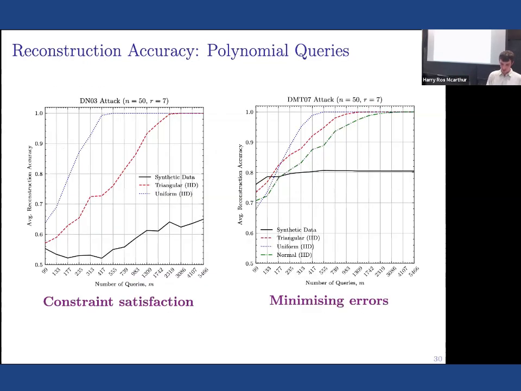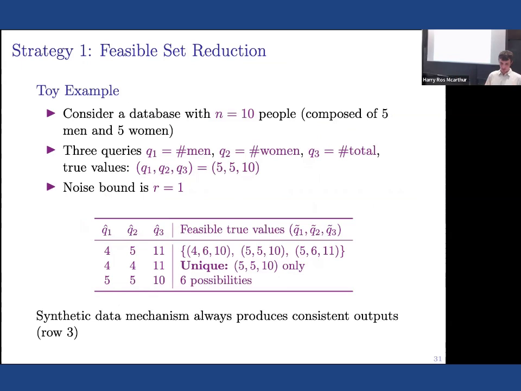Why does this occur? One way is that you get this feasible set reduction. If you think about the allowable databases, or the set of feasible databases consistent with those published outputs, when we have those inconsistencies which I talked about at the start, they constrain the set of feasible databases to be a strictly smaller set, and that provides information to the attacker.